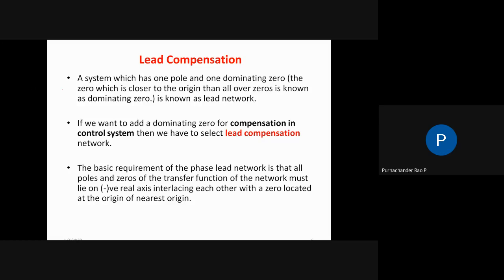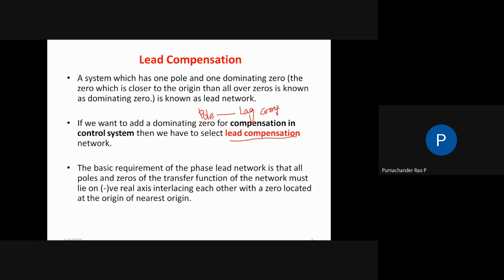Then, the same analysis can be done with the compensation circuits. These compensation circuits, we have to design them and check the performance specifications of a system. When we want to add a dominating zero into the system, we need to go for the lead compensation. If we want to add a dominating pole, then you have to go for the lag compensation. So you know that.